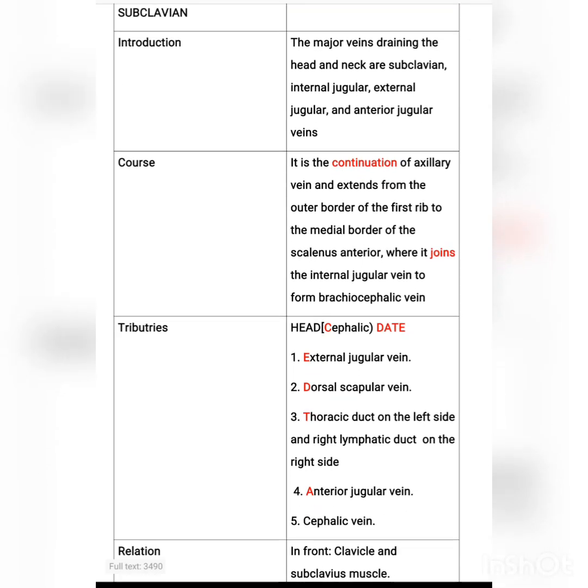So for us to remember the tributaries of the subclavian vein, we can use this mnemonic: CEPHALIC DATE. Cephalic for cephalic vein, D for dorsoscapular vein, A for anterior jugular vein, T for thoracic duct on the left, and right lymphatic duct on the right. E for external jugular vein. So the thoracic duct on the left is part of the tributaries of the subclavian vein, and the right lymphatic duct on the right is part of the tributaries of the subclavian vein on the right.